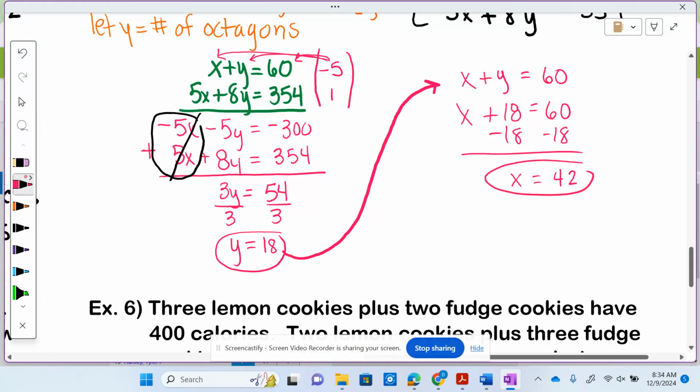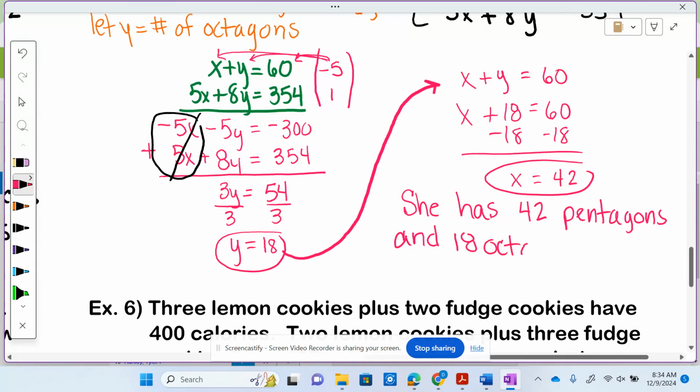So this geometry teacher, I'm assuming that it's a she because I'm a she, but it could be he. She has 42 pentagons and 18 octagons.